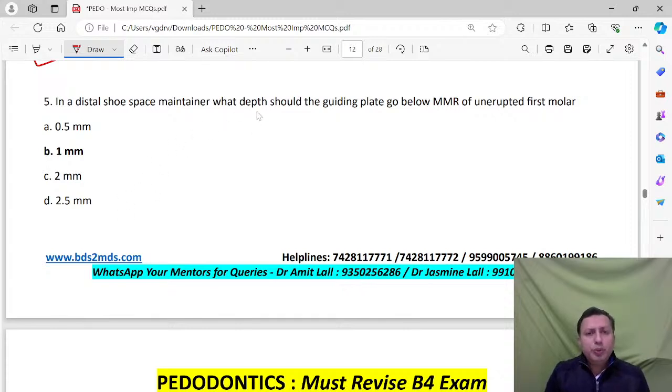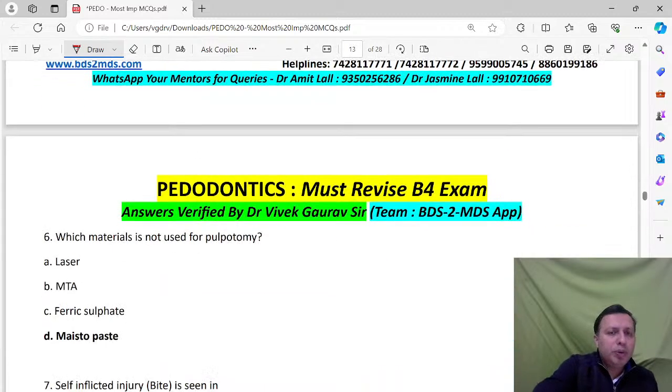Now, in a distal shoe space maintainer, what depth should the guiding plate go below the mesial marginal ridge of the unerupted first permanent molar? It should be 0.5, 1, 2 mm or 2.5 mm. The correct answer is it should extend 1 mm below the mesial marginal ridge of the unerupted first permanent molar.